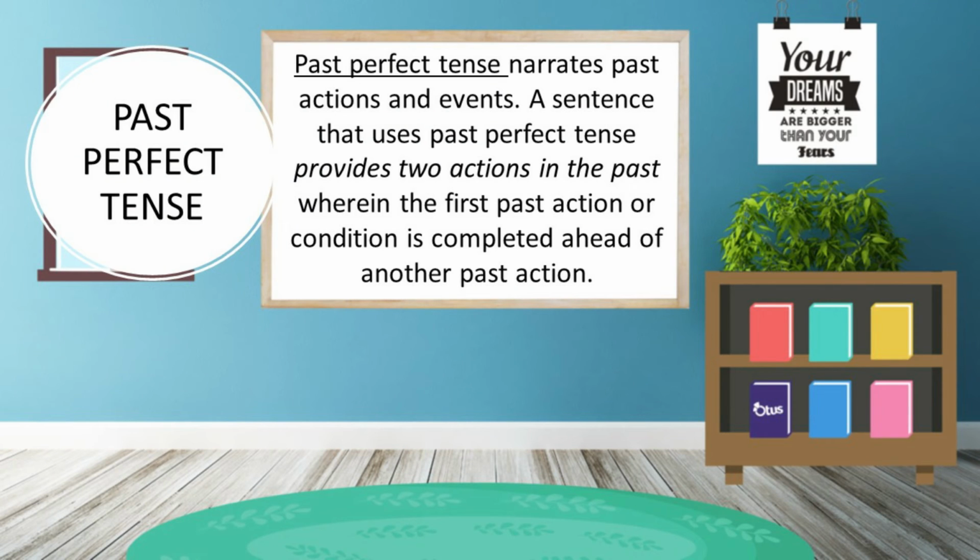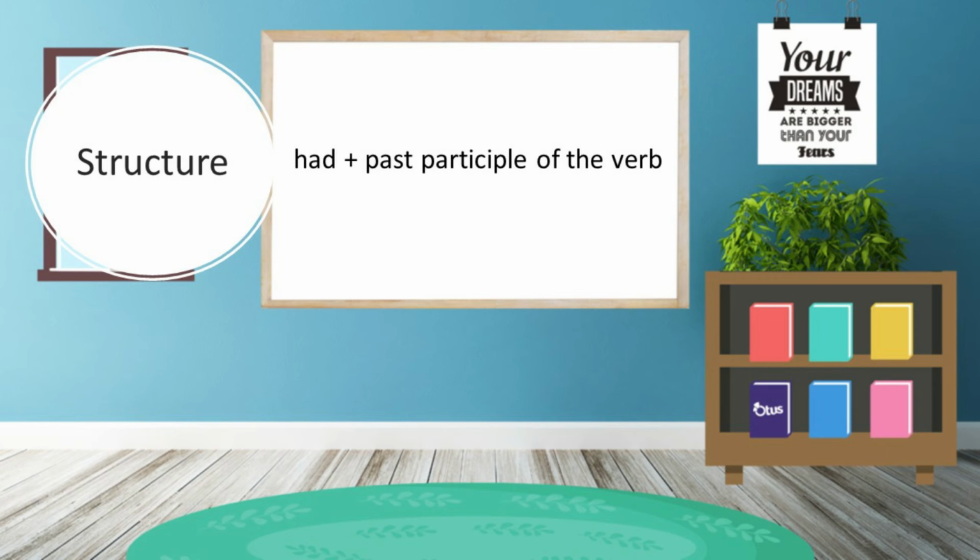This time, we will discuss the past perfect tense. Past perfect tense narrates past actions or events. A sentence that uses past perfect tense provides two actions in the past wherein the first past action or condition is completed ahead of another past action. Past perfect tense usually uses this structure: had plus the past participle of the verb.